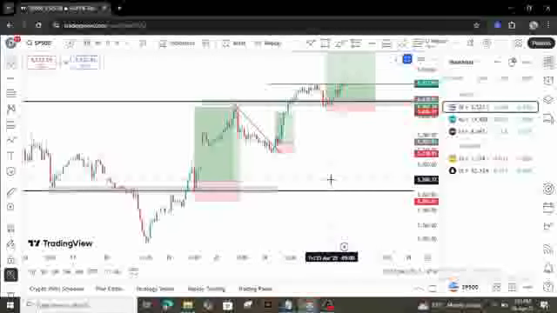However, there is another thing I want to show you, which is another form of confirmation for me, and is a very powerful tool that I use for day trading. So let me just turn it on here.